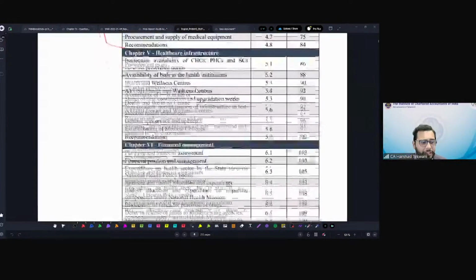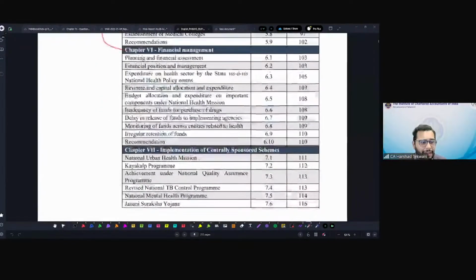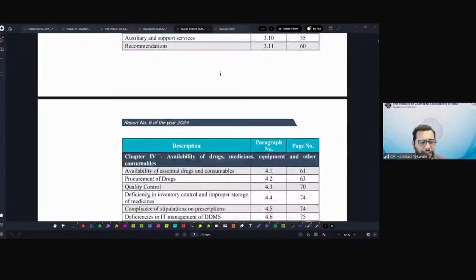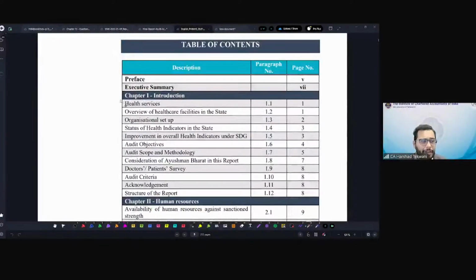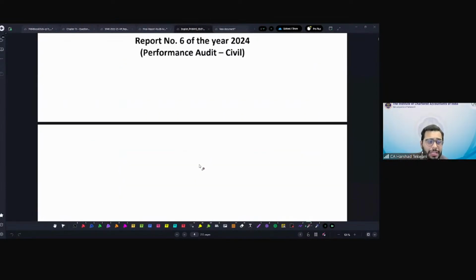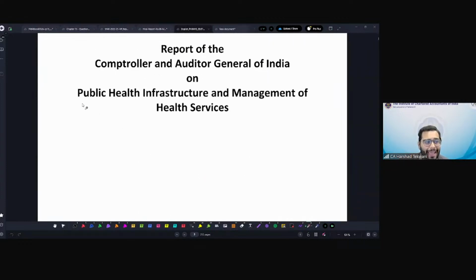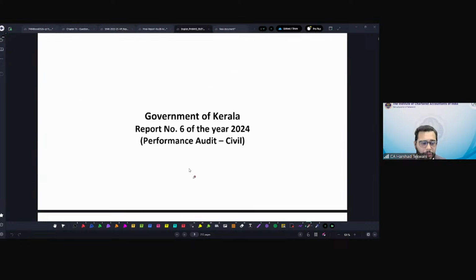In different chapters, different observations are there, financial management related, everything. So these observations are there. But chapter 1 is the introduction, and then you have the observations going on. Again, in chapter 1, you have overview of healthcare facilities, because this is performance audit of public health infrastructure and management of health services. Okay, this is what the performance audit is about. So you will see observations on this particular area only.